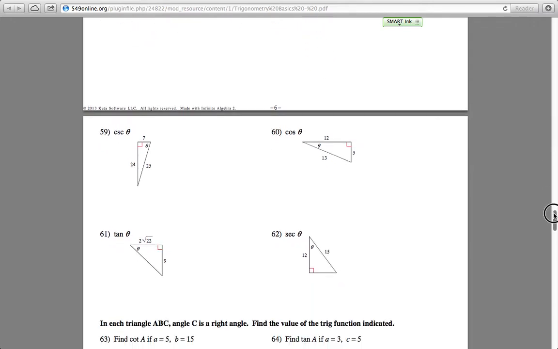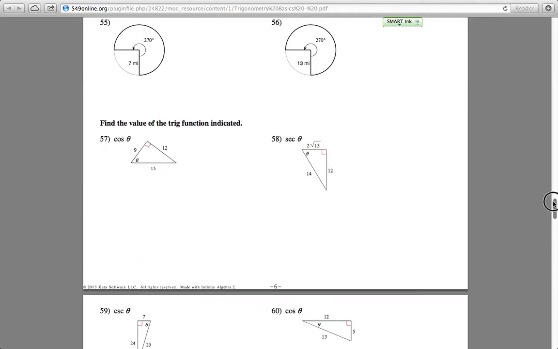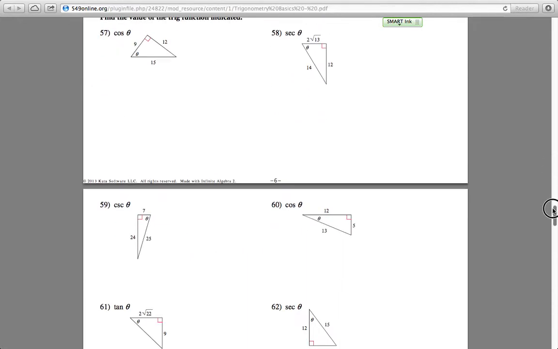Are we assuming that it's a unit circle? Nope, you're not assuming it's a unit circle. This is just review of right triangle geometry.